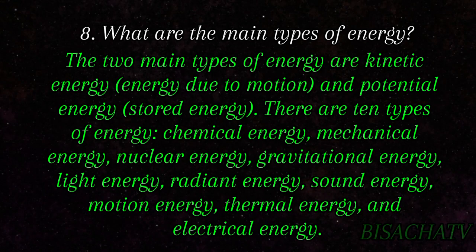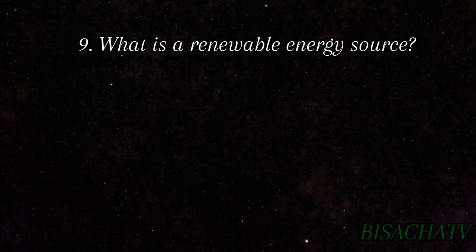The 2 main types of energy are kinetic energy, energy due to motion, and potential energy, stored energy. There are 10 types of energy: chemical energy, mechanical energy, nuclear energy, gravitational energy, light energy, radiant energy, sound energy, motion energy, thermal energy, and electrical energy. 9. What is a renewable energy source?